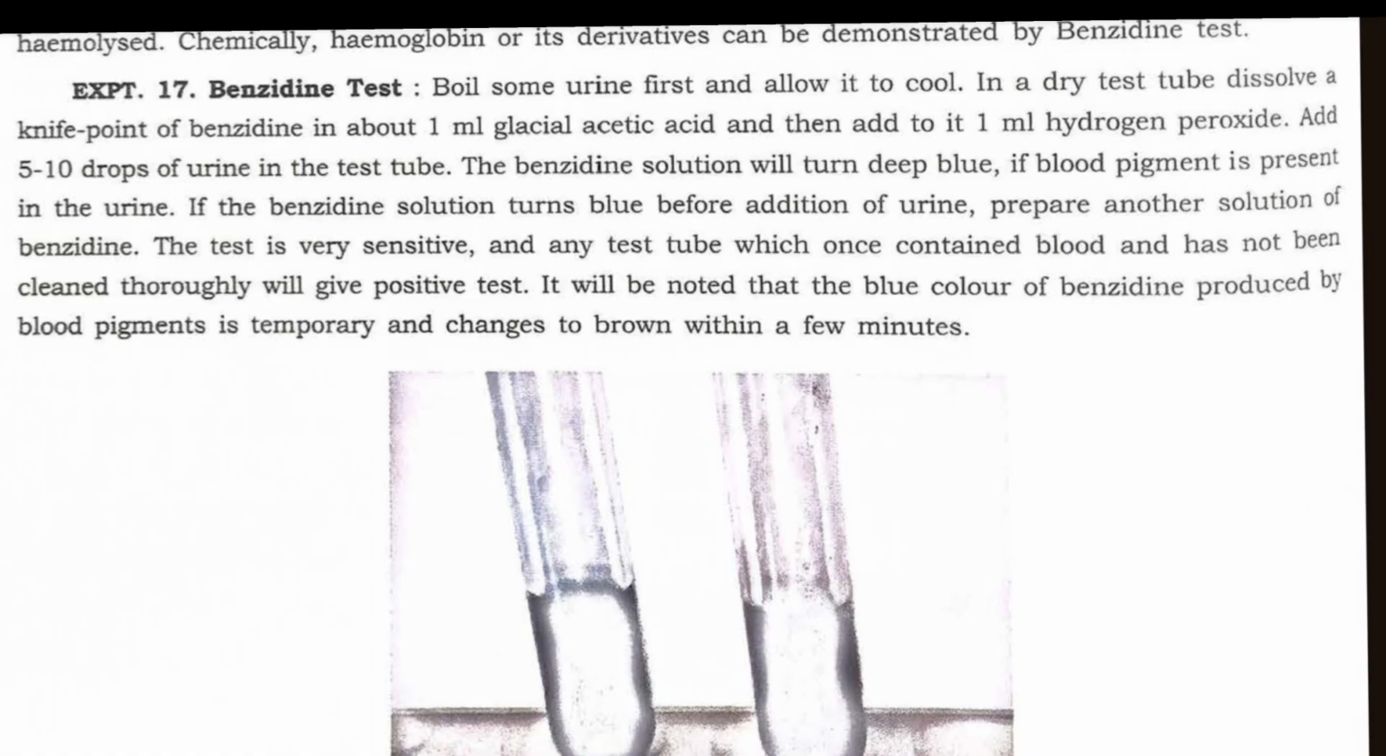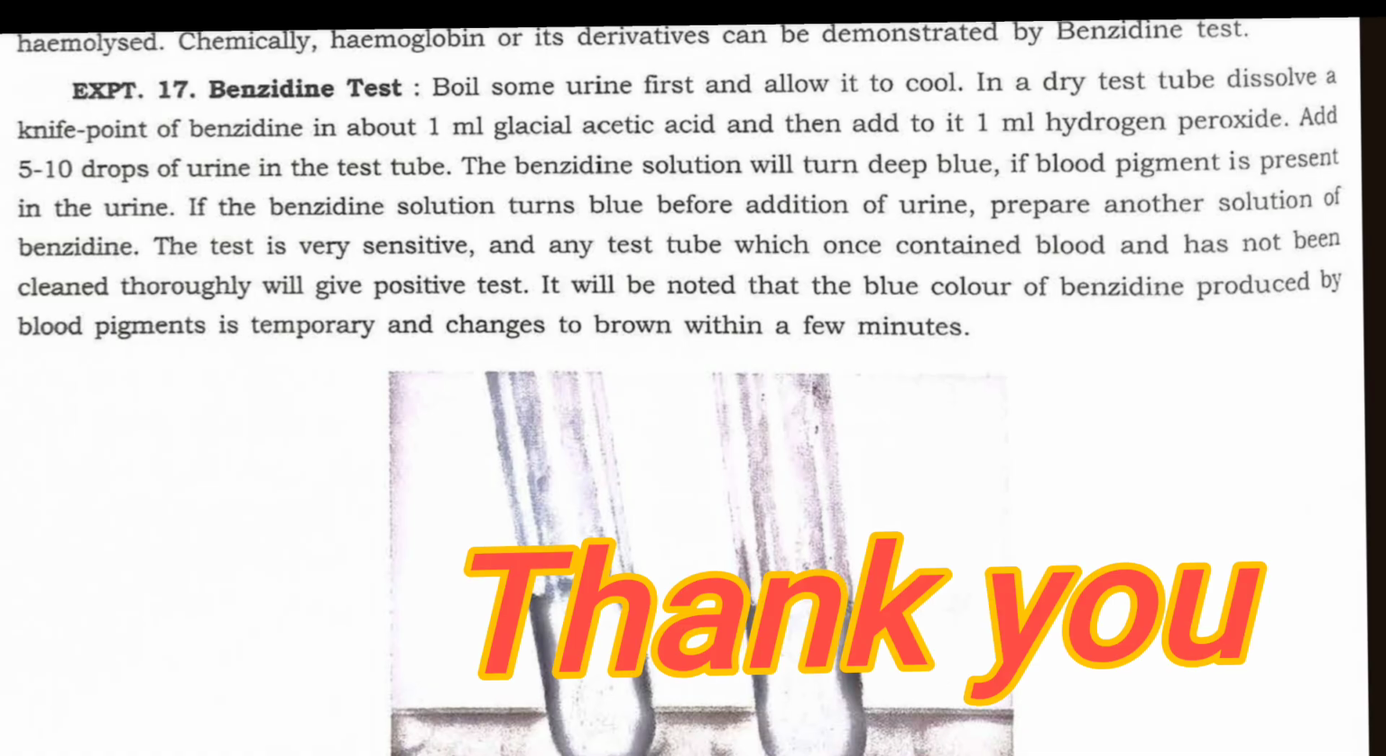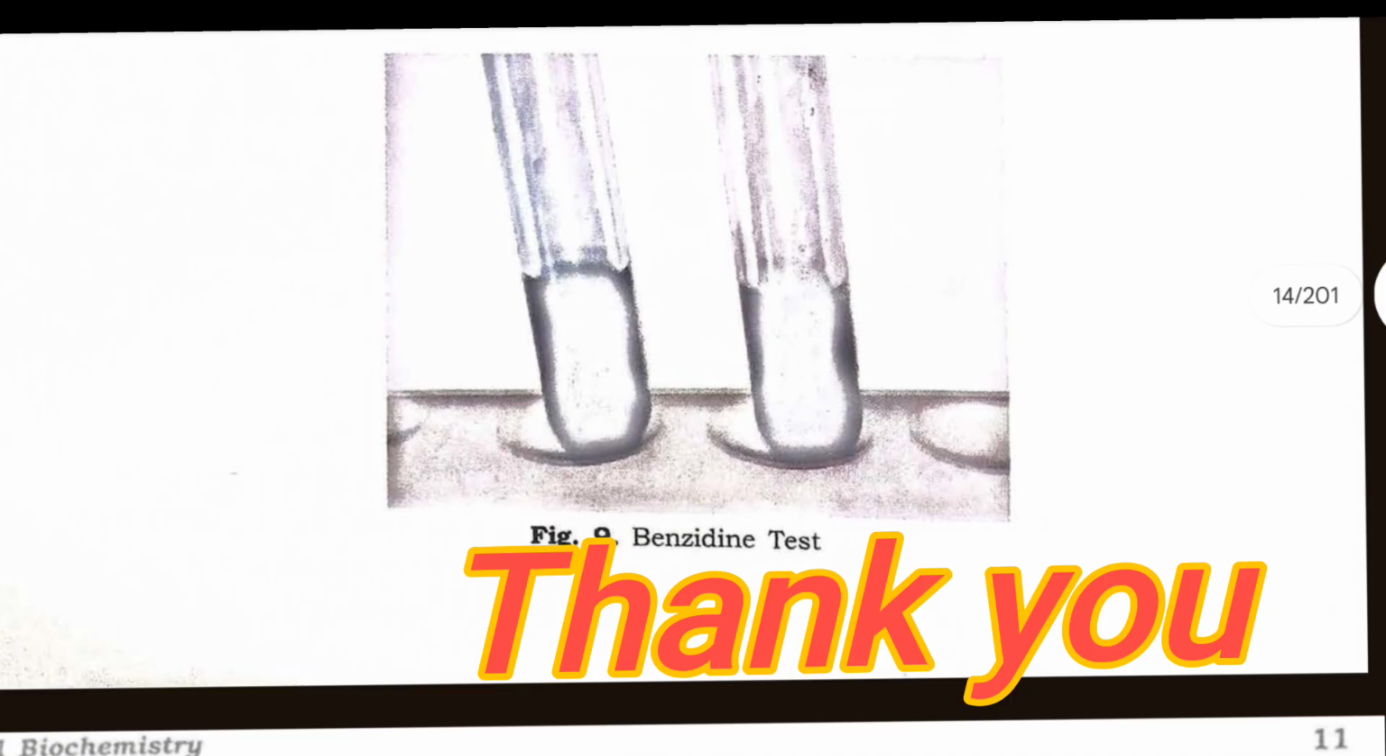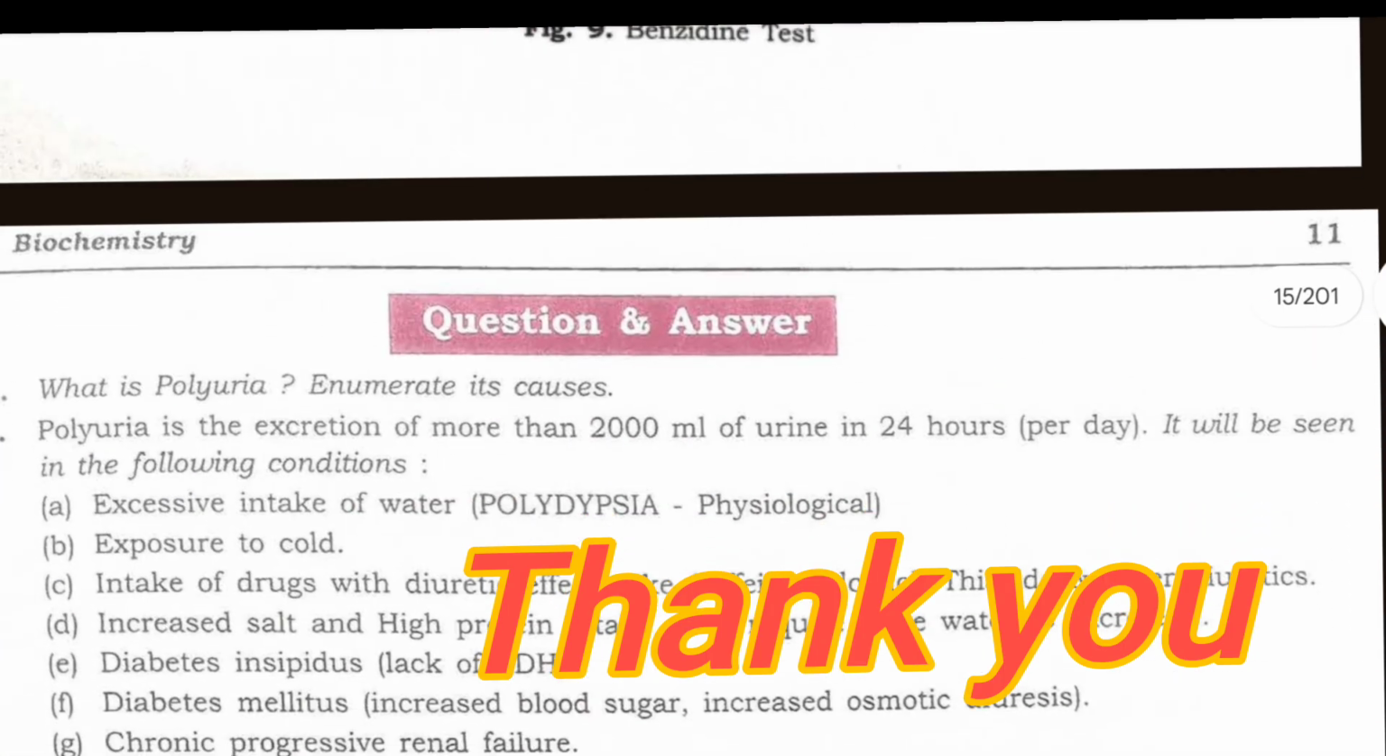If the benzidine solution turns blue before adding the urine, prepare another solution of benzidine. The test is very sensitive, and any test tube which once contained blood and has not been cleaned thoroughly will give a positive test. It will be noted that the blue color of benzidine produced by blood pigment is temporary and changes to brown within a few minutes. Benzidine test. Now questions and answers.